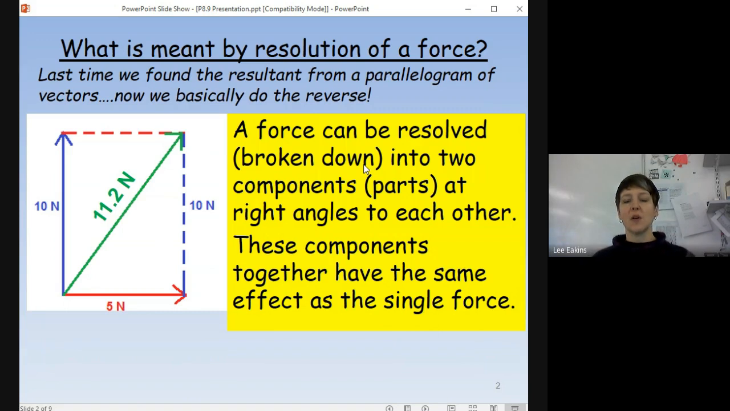So a force can be resolved, or say broken down, into two component parts at right angles to each other. So that's an important definition. So again, this is why this is in a yellow box, straight from the spec, really quite important. So these components combine together to have a single effect.